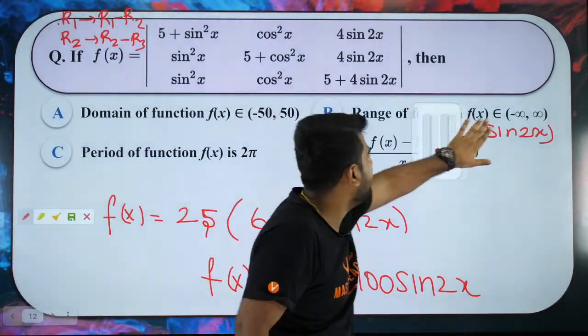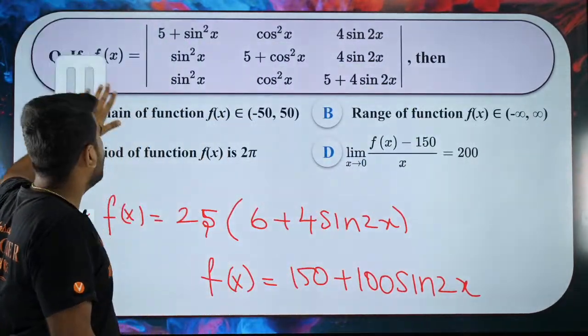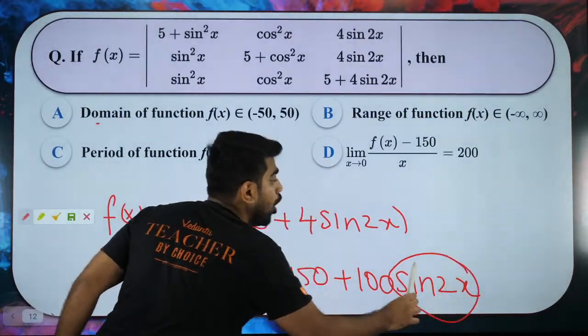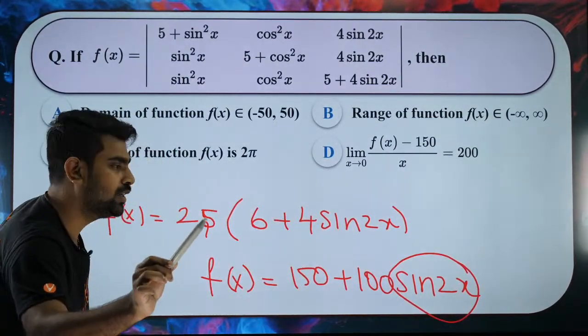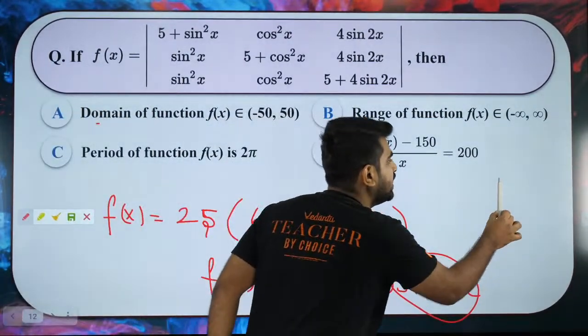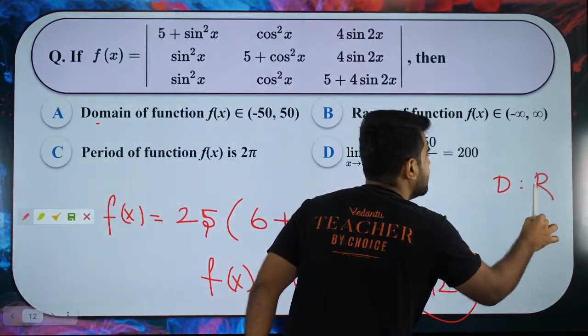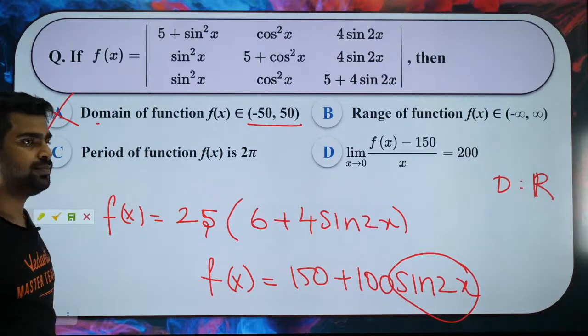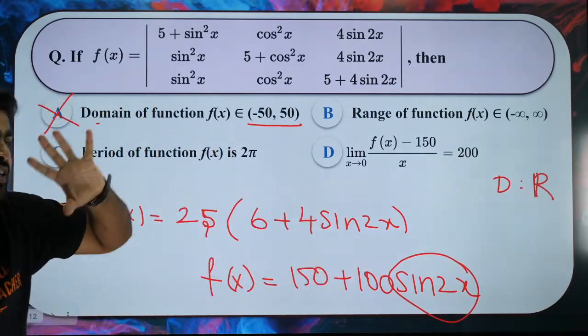Okay, so let me erase this and let me now finish off the question. What is the domain? The domain of sin 2x is all real numbers. So what is the domain for our question? The domain is all real numbers. But what did they give? Minus 50 to plus 50? Wrong. It should be all real numbers.